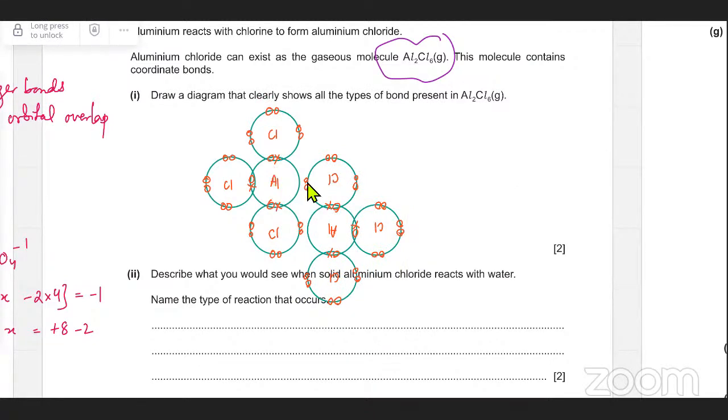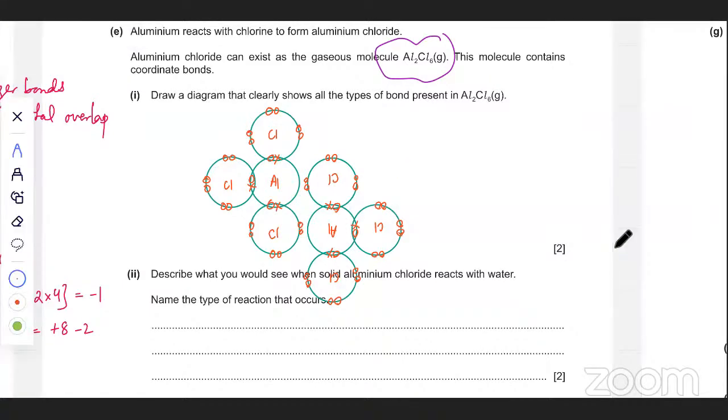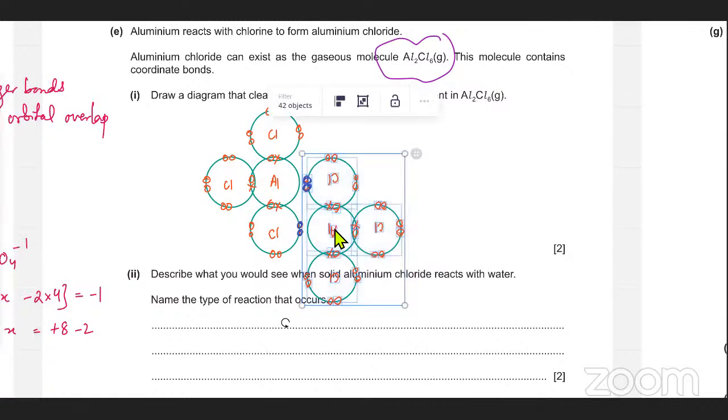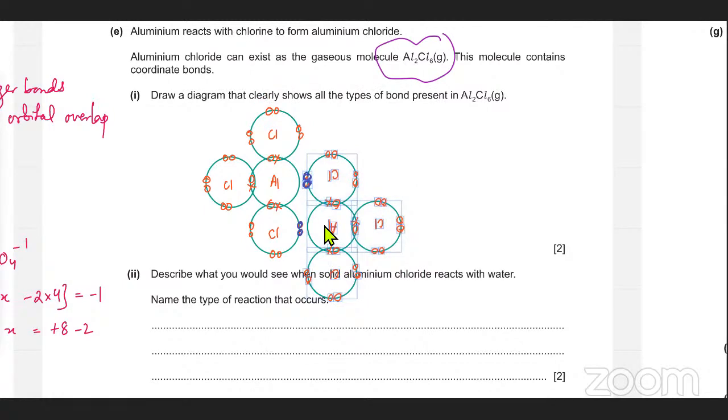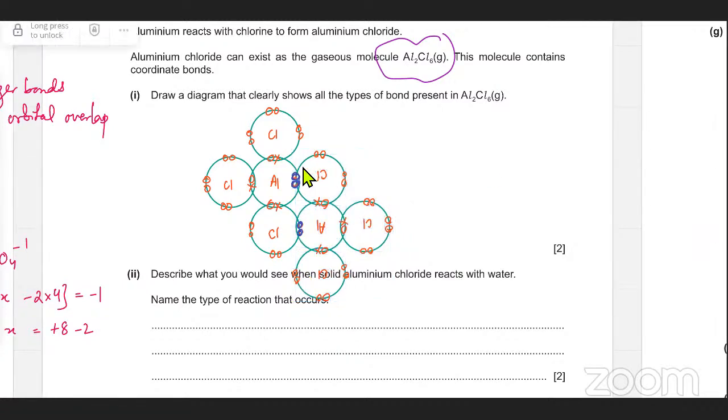So it's going to form a dative bond. The two electrons of Cl, which we can color using a different marker, maybe a purple or blue one, just for clarity, and these two electrons of Cl, they would end up forming a dative bond. So this AlCl3 and that AlCl3 would eventually bond together. The two electrons over here are coming from Cl to Al, and the two electrons over here are coming from Cl to Al.